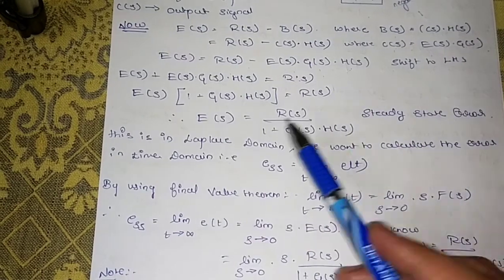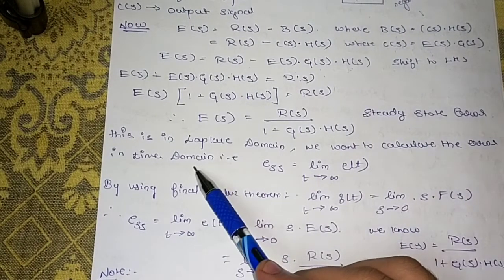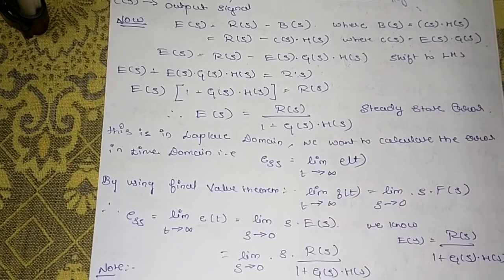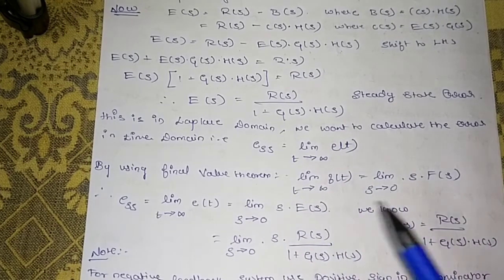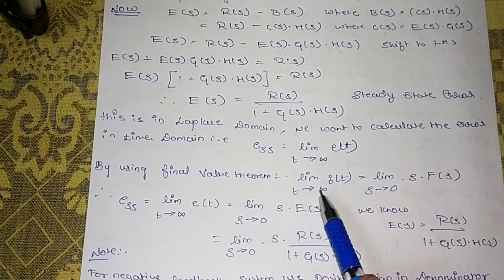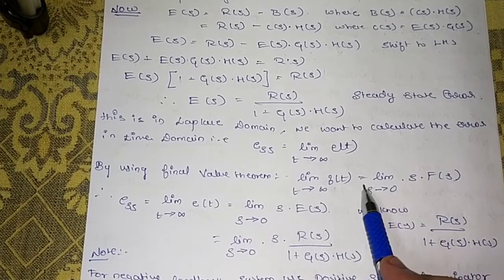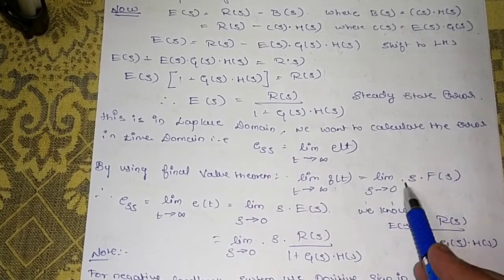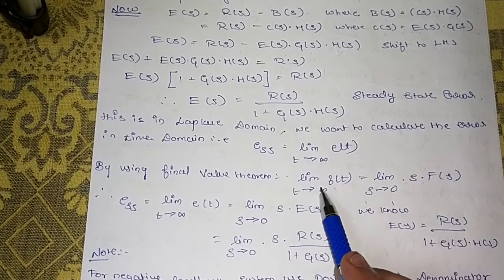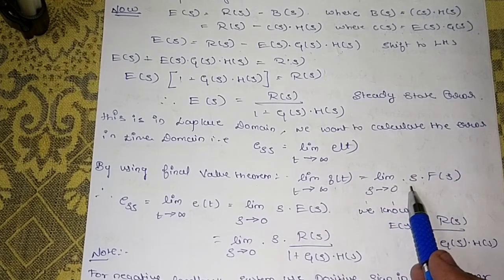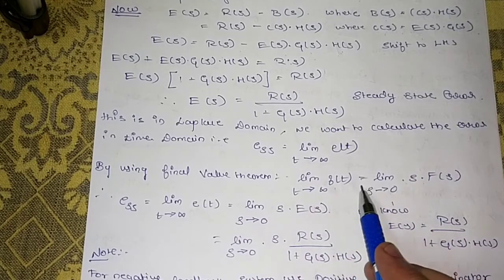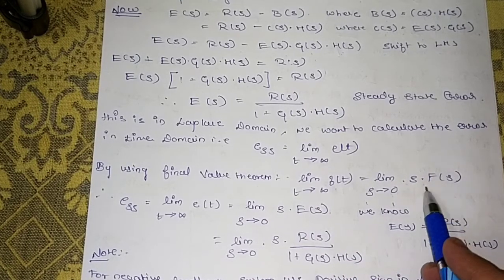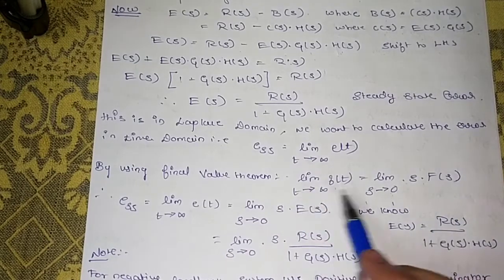So we want to calculate it in the time domain. For this concept we need to know about the final value theorem. What do you mean by the final value theorem? It states that limit t tends to infinity f(t) is equal to limit s tends to 0 of s into F(s). It means it is linking the time domain to the Laplace domain. So limit t tends to infinity f(t) equals limit s tends to 0 of s into F(s). This is what we are getting here.